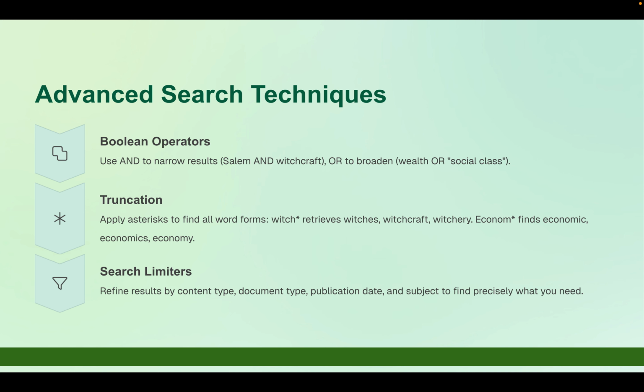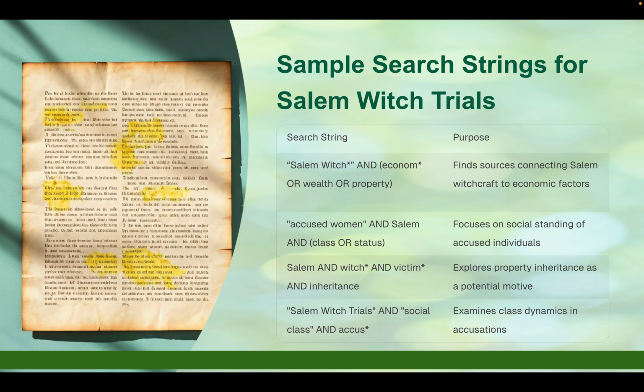Truncation is another useful tool. An asterisk lets you search multiple word forms. So, witch followed by an asterisk finds witches, witchcraft, and witchery. Finally, we can also use search limiters to control the type, date, or subject of the documents that we're trying to retrieve. This makes our results more relevant and manageable.